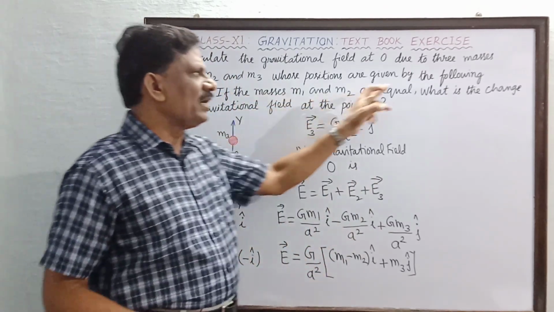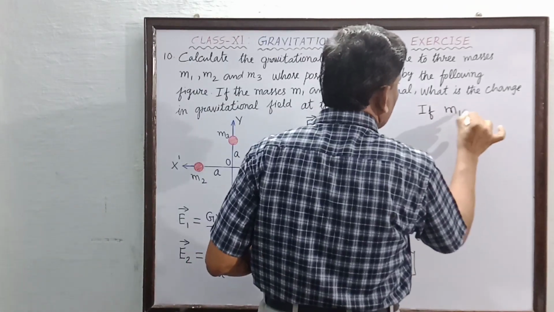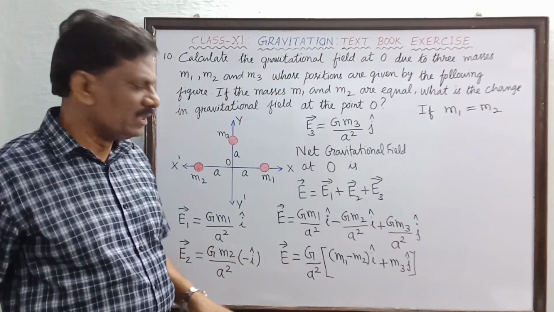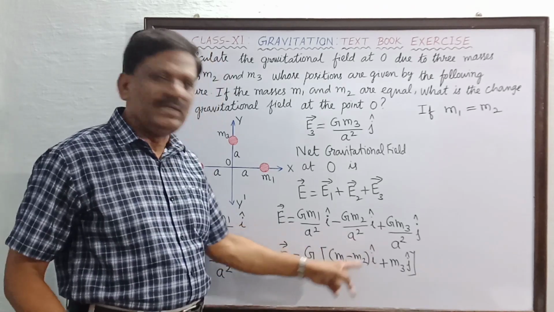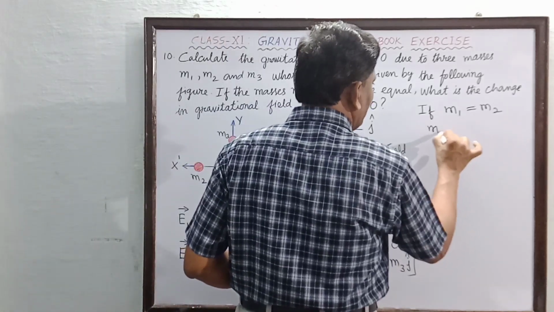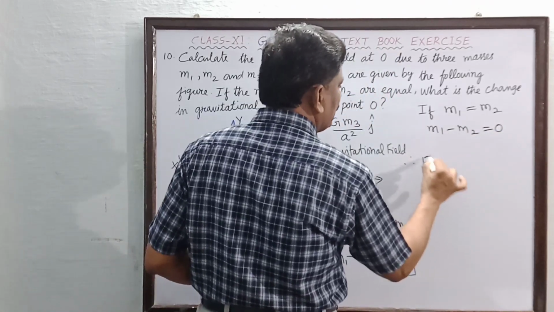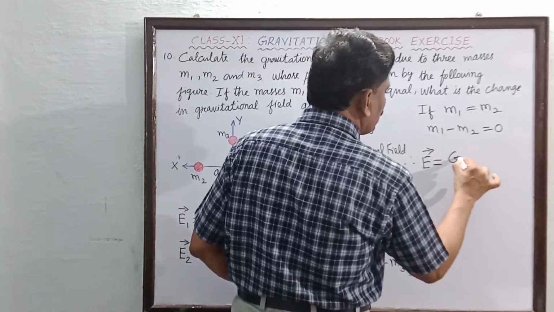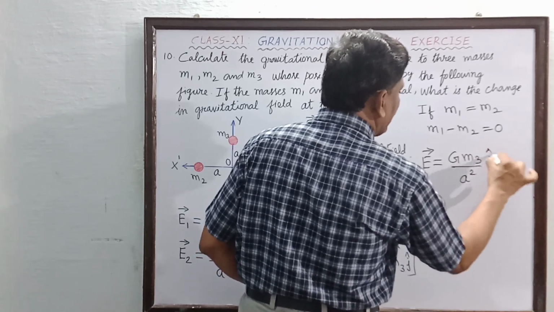If the masses m1 and m2 are equal, that is if m1 is equal to m2, then this term m1 minus m2 will become 0. So the i cap term will not be there, the remaining term will be there. m1 minus m2 is equal to 0. Therefore the net gravitational field will be equal to G m3 by a square into j cap.